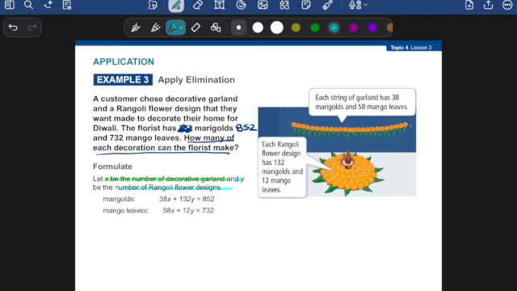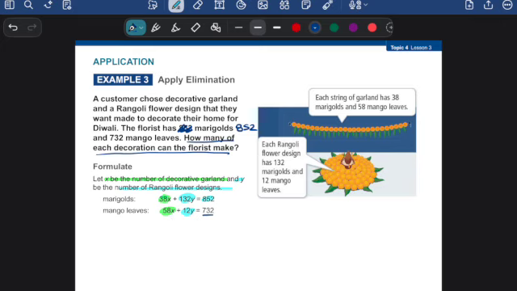So we're going to write an equation for each type of flower. Okay, so our total marigolds is 852. That's our limit. We use 38 marigolds for the garland. So this is our garland. And then we use 132 marigolds for the rangoli flower design. Okay, for the mango leaf, same thing. We have our total, 732. That's our limit. We use 58 mango leaves in the garland, and we use 12 mango leaves in the flower design. So that's how we come up with our equations for our system. Each equation is specific to the type of flower. And then we're solving for X and Y.